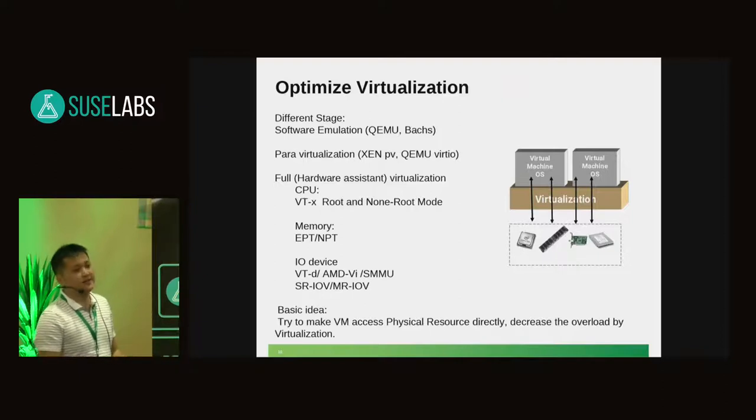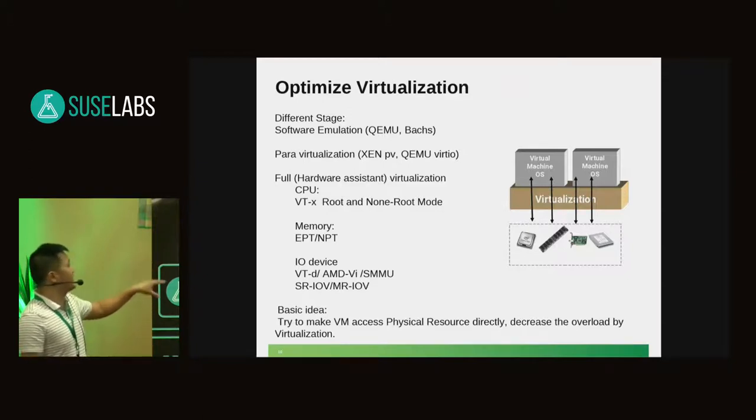After that, since the benefit of virtualization is obvious, all the vendors, AMD, Intel, ARM, PowerPC, developed related hardware to support and optimize it. First, on the CPU, Intel has VT-x, which just adds a new mode for the CPU: a root mode and a non-root mode, to differentiate the host from the guest VM. And also for memory, there is EPT from Intel and NPT from AMD. I can't remember what ARM calls it. But anyway.